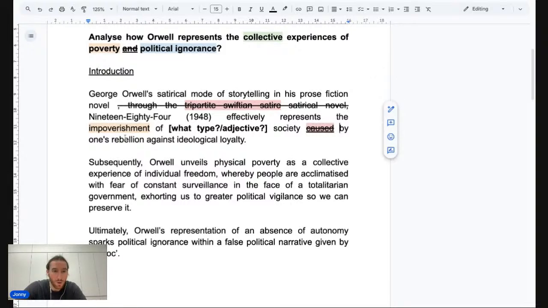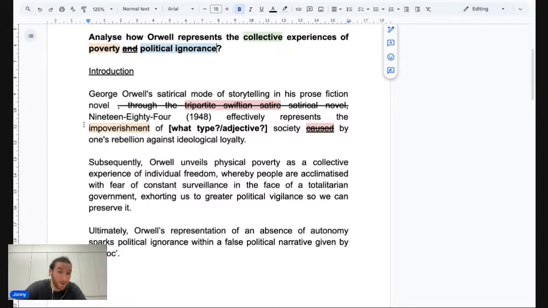So, "the society caused by one's rebellion against ideological loyalty." So you're saying that when you rebel against ideological loyalty, when you go against an ideology, then you're impoverished. Interesting. And you can see here in this particular thesis, you've just focused on the poverty part. I can't see the political ignorance coming into play here. Remember, the best responses would actually draw a connection between these two.